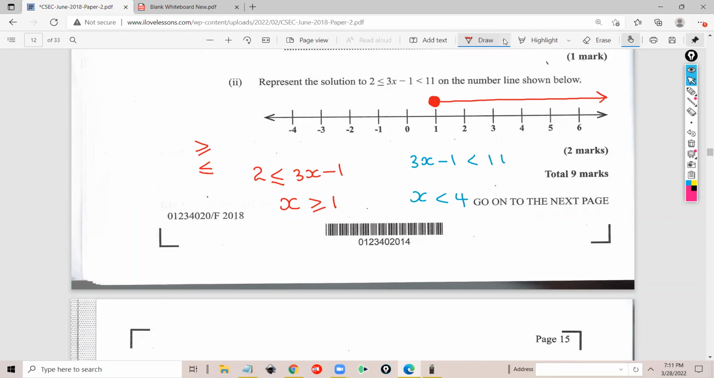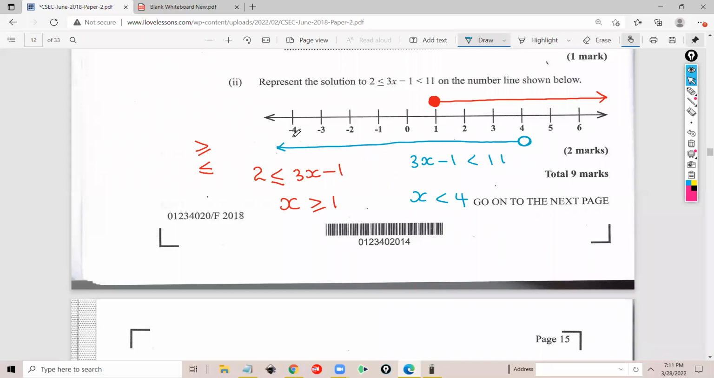For the kind of off blue one here, x is less than 4. Now you notice it doesn't have the extra line underneath here. So when we draw in that circle, it's going to be an empty circle. So over here is going to be what? Empty, and we go in for less than 4. So that means we go in this way.